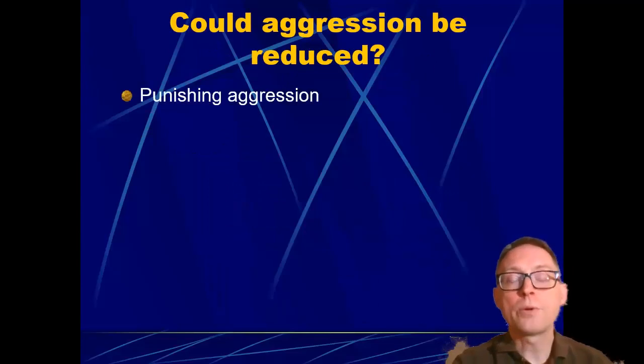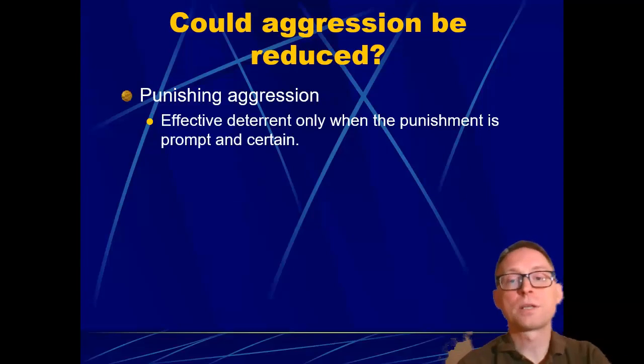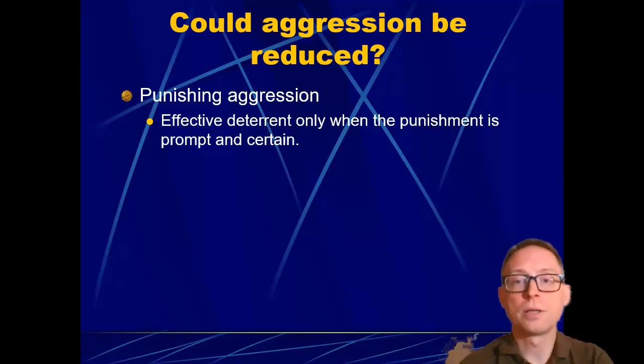How do we reduce it? Well, effective punishment of aggression works only when the punishment is prompt and certain. Meaning, if you're going to punish somebody, you have to make sure that you punish them immediately after they do what was wrong, and they've got to be punished every time.